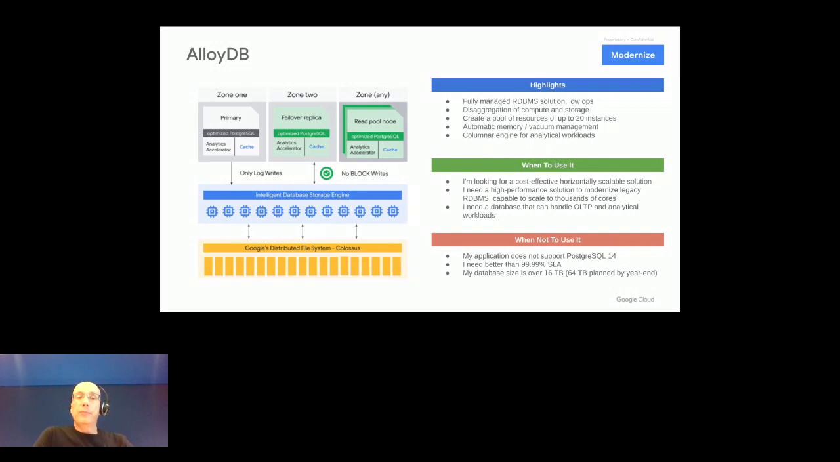Another important aspect to keep in mind: you remember that Cloud SQL supports a 99.95 SLA. That's the guaranteed SLA that we provide, but that's exclusive of maintenance. So basically, maintenance is not taken into account in that number. AlloyDB, on the other hand, supports a 99.99 SLA, and that's inclusive of maintenance.